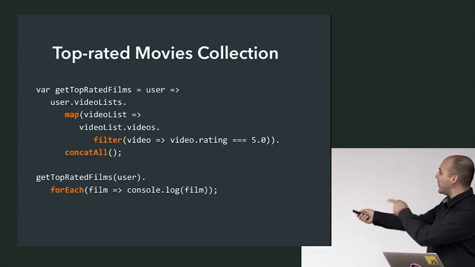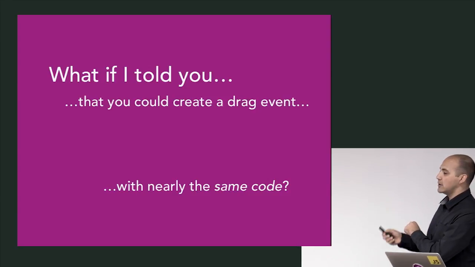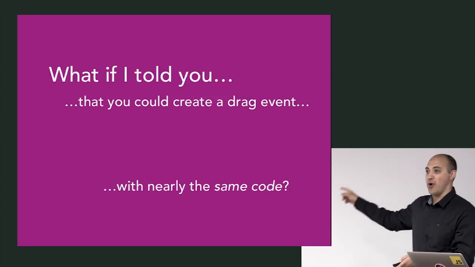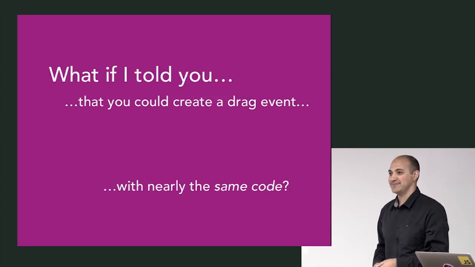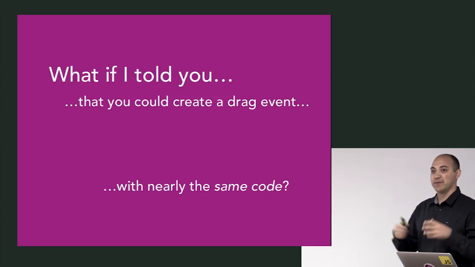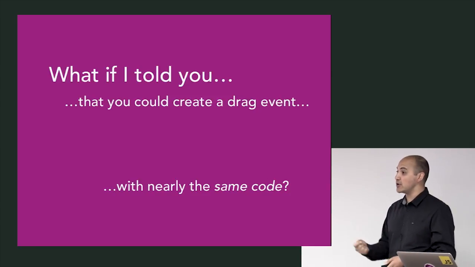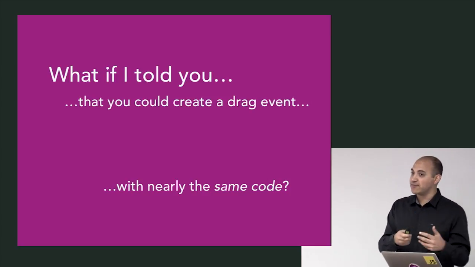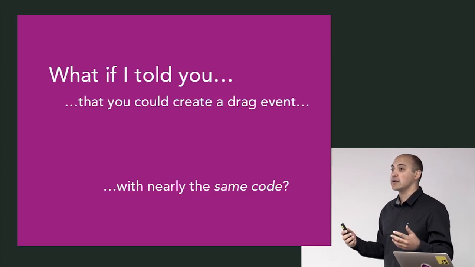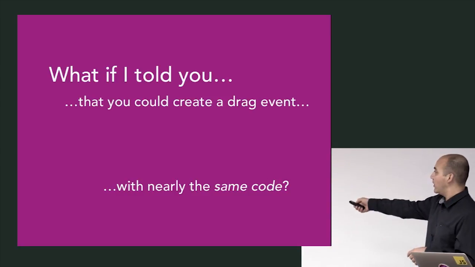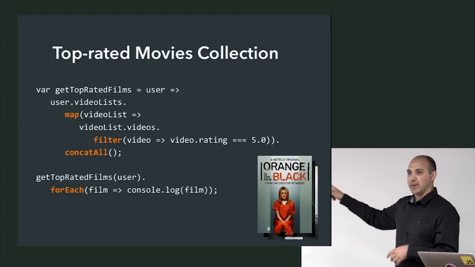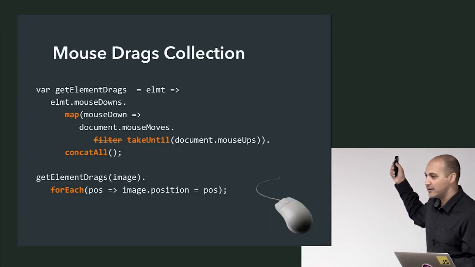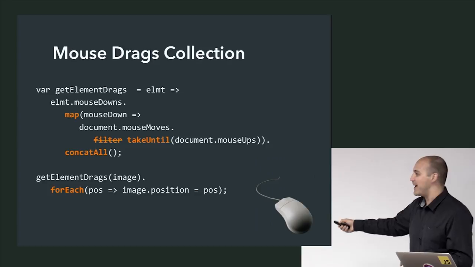Now I'm going to ask you a question: what if I told you you could write nearly the same code to build a drag and drop event? So I'm going to show you a little preview of what we're going to be covering and what you can do if you start to get good at writing programs with these few simple functions. You can use them not just for arrays, but also on asynchronous data sources like events. Look really carefully, because if you blink, you're going to miss it. Okay, so here we are. We're processing your favorite titles. And here is how you build a mouse drag.